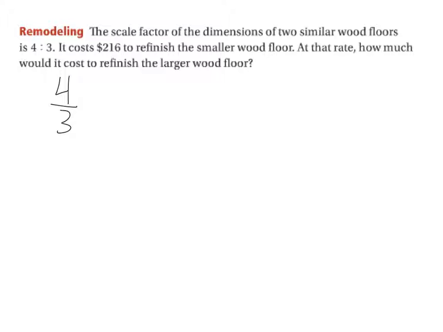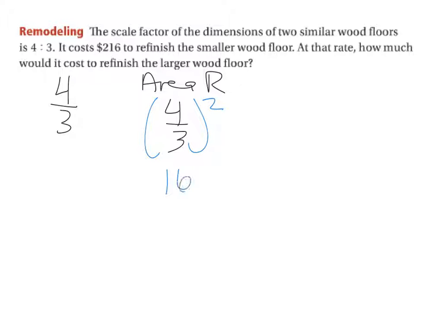Well, you have to think about wood floor, and what refinishing means is basically kind of like painting the floor. So when you're painting, you're talking about the area. So if this is my scale factor, my area ratio is what we're going to have to use. So I have 4/3, and my area ratio would be squared. So my area ratio is 16 over 9.